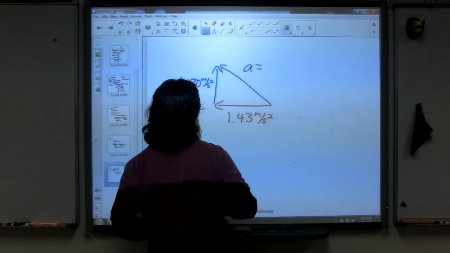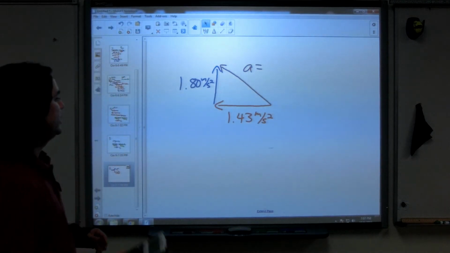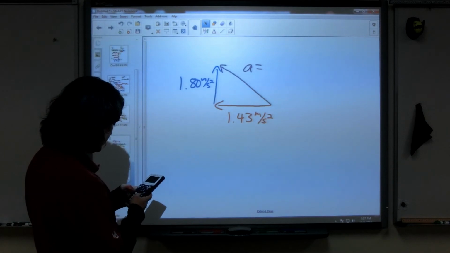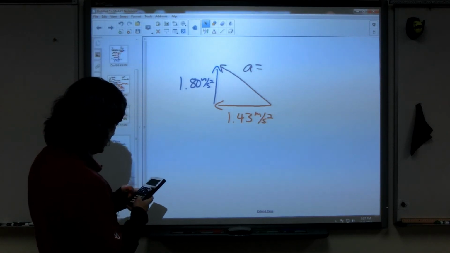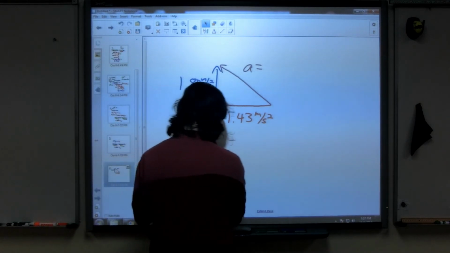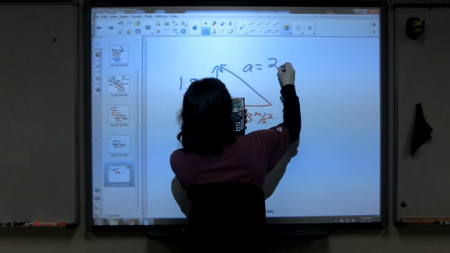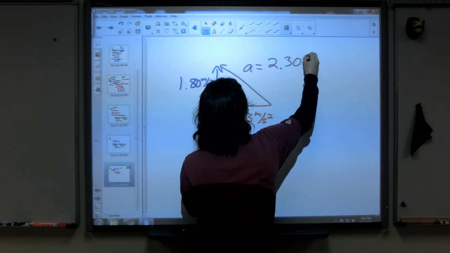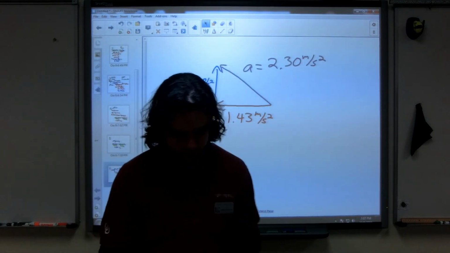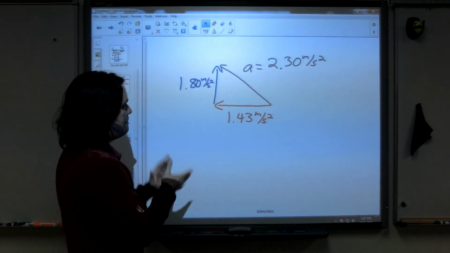Now the total acceleration we can find, remember this is a right triangle, that's the point of components. We can find this with the Pythagorean Theorem. So we can do 1.80 squared plus 1.43 squared. I'm going to take the square root. That is going to give me 2.30 meters per second squared. All right, now that's my magnitude.